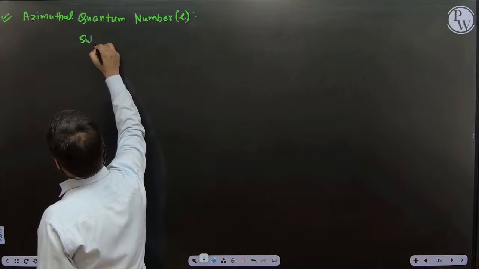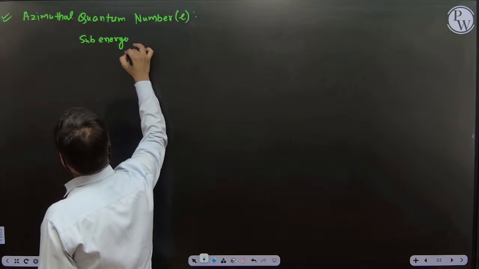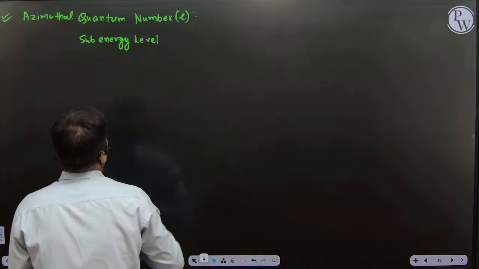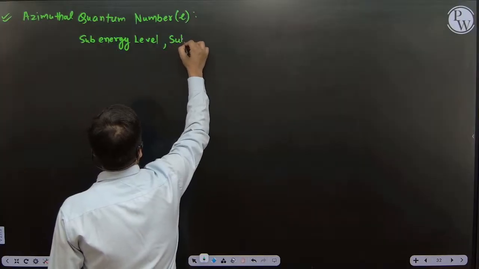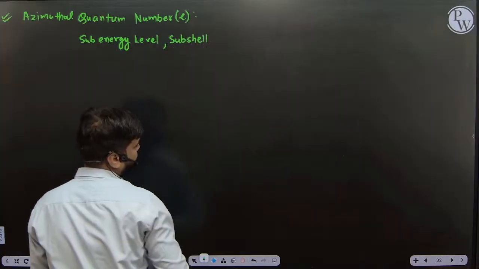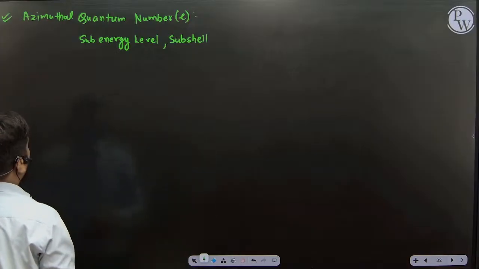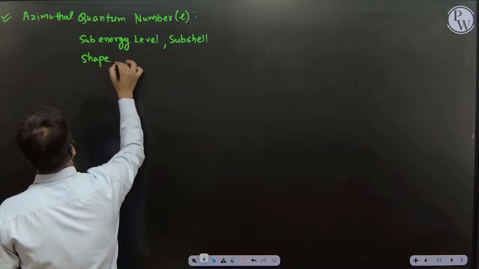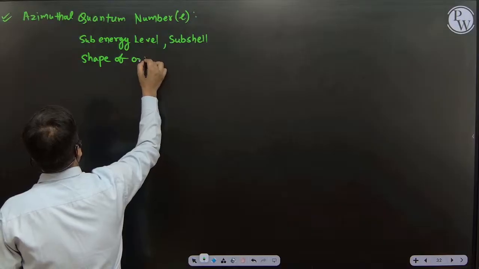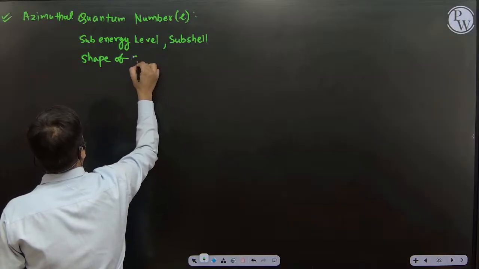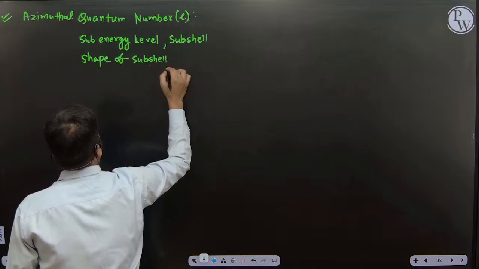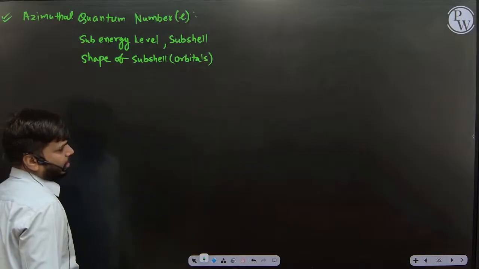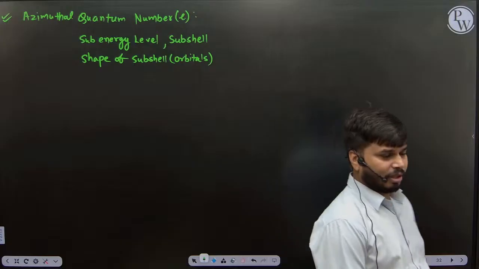This is going to represent the sub energy level. You can also say it tells you about the subshell. Okay? It is also going to tell you the shape of the subshell or orbitals. What is the shape? It is going to be told by the azimuthal quantum number.